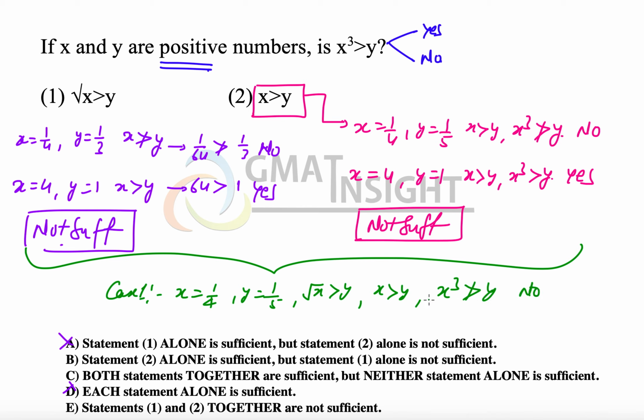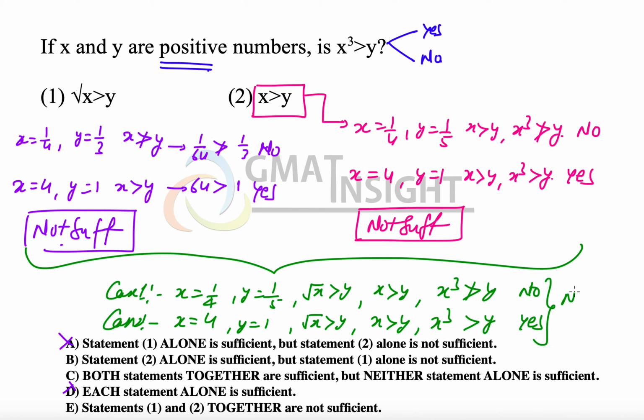That means the answer to the question is no, because x cubed will be 1/64 and that's not greater than 1/5. Now case 2, we can still choose the same integer values that we had chosen for the two statements, x equal to 4 and y equal to 1. In this case, the square root of x is greater than y because it will be 2, which is greater than 1. x is greater than y because 4 is greater than 1, and x cubed, which is 64, is greater than 1, which is y. So the answer to the question is yes.